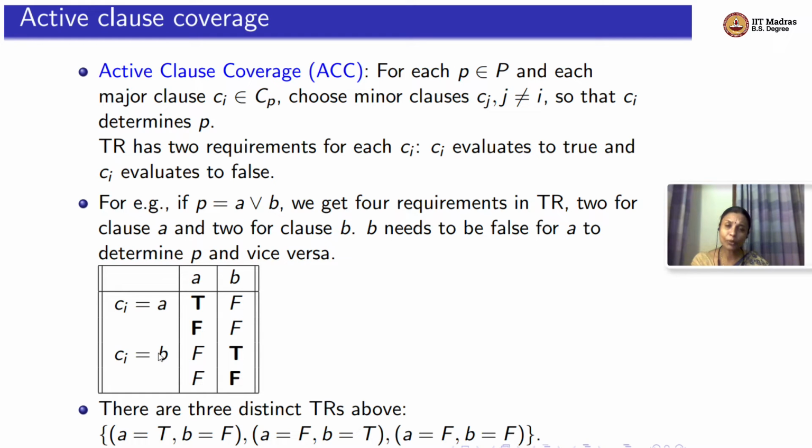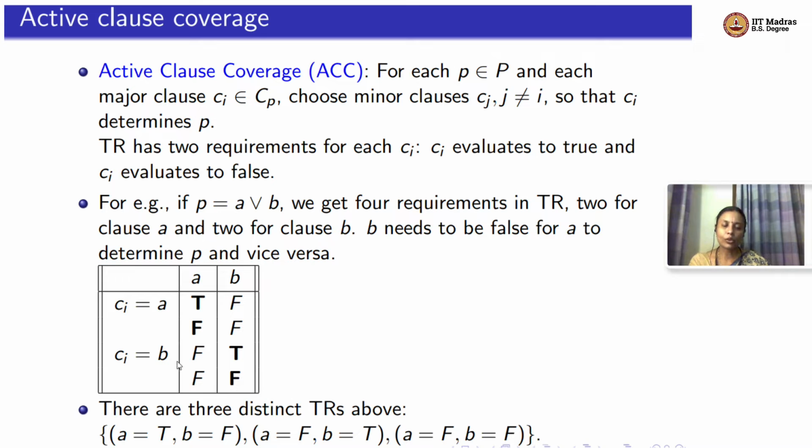The next option is B becomes the major clause, that is Ci is B. So the bold values against the column for B, true and false, say that B is the major clause, and for B to determine P, A should stay false. So that is what is given here. FF for A is that A is false.